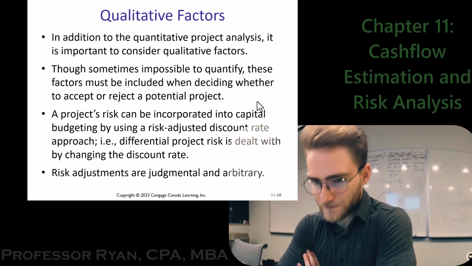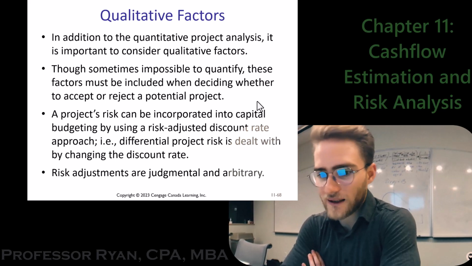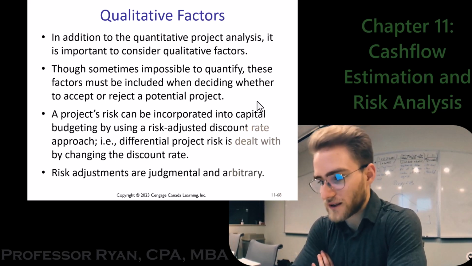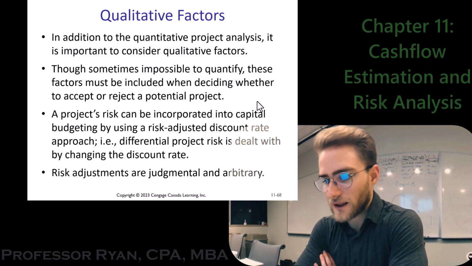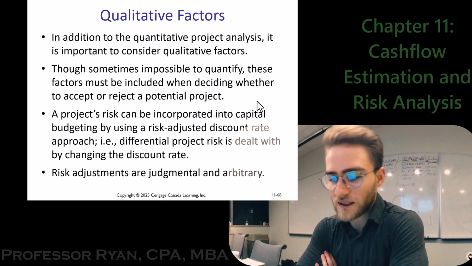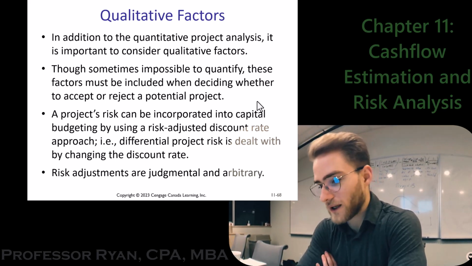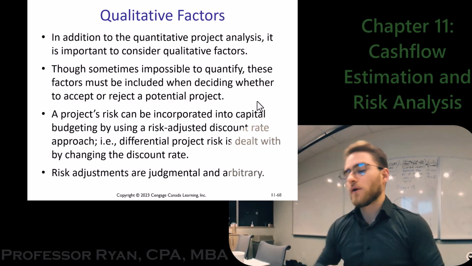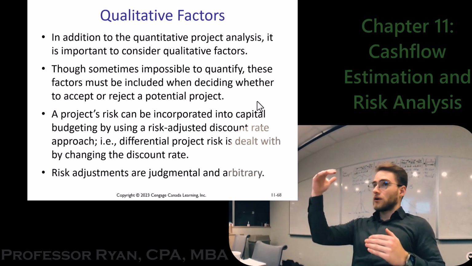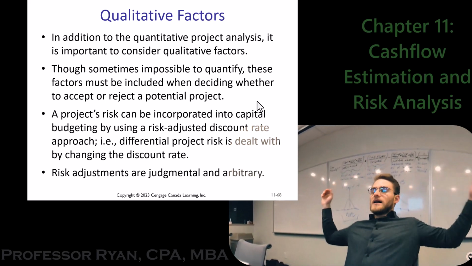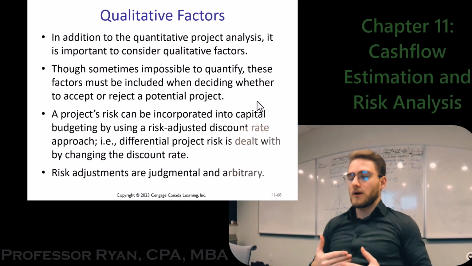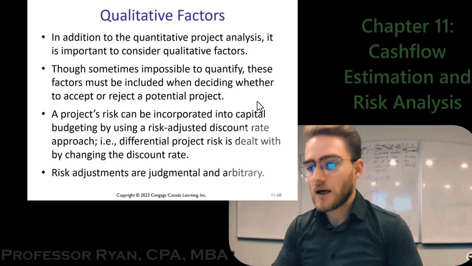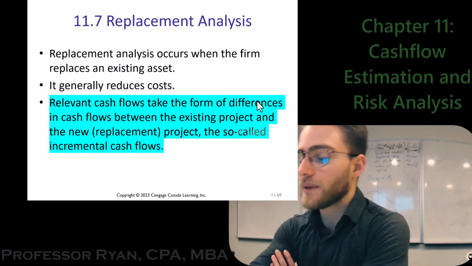So qualitative factors, in addition to the quantitative project analysis, are important to consider. Those are sometimes impossible to quantify. These factors must be included when deciding whether to accept or reject potential projects. So a project's risk can be incorporated into capital budgeting by using a risk-adjusted discount rate approach, right? So for more risky projects, we increase our hurdle rate, which is our discount rate, which we talked about in chapter 10. And for less risky projects where the cash flows are more certain, we might use a lesser hurdle rate, aka a lesser discount rate, for assessing the project. This is one of the qualitative factors that would go into how we build our model.